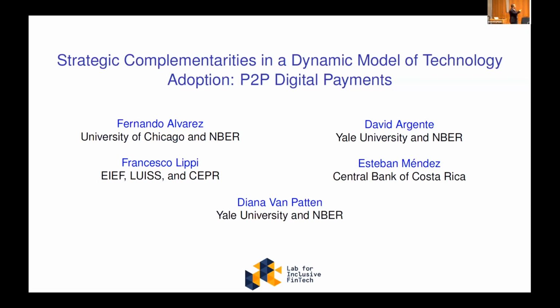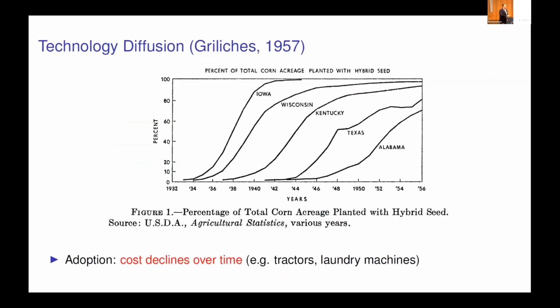This is joint work with Fernando Alvarez, Francesco Lippi, Diana Van Patten, and Esteban Mendez of the Central Bank of Costa Rica. And this paper is about technology diffusion. So many of you have seen this graph before. This is the classic S-shaped curves of adoption of hybrid seeds of corn in the United States from Griliches, 1957.